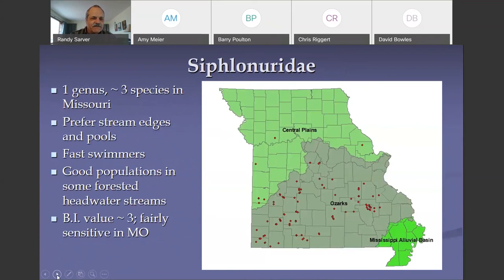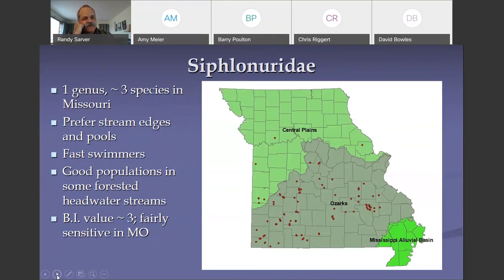In Siphonuridae, there is one genus and three species in Missouri. Again, they probably prefer streams. They seem to prefer the edges of streams and pools. And they are fast swimmers, very good swimmers.